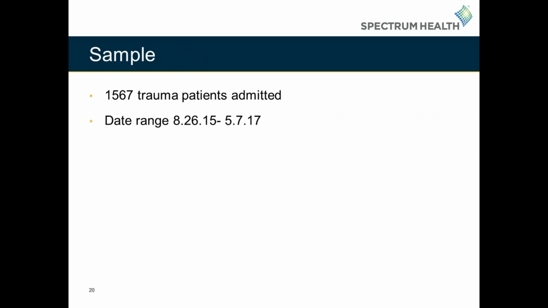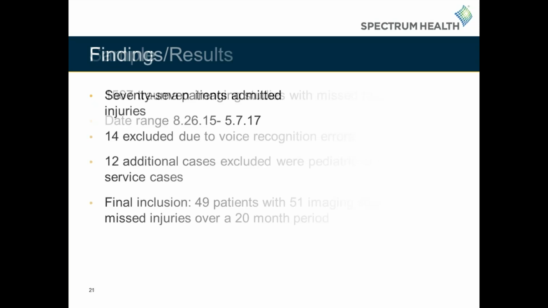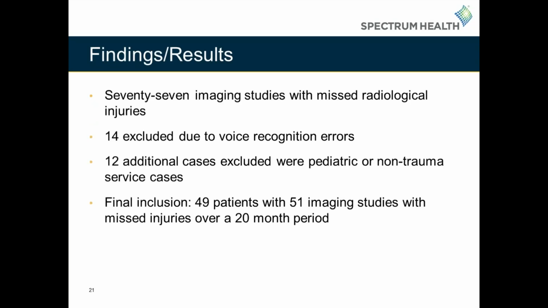What we did was we looked at, from when we started this, the first case that we identified was on August 26, 2015, and we went all the way to May 7, 2017 for this data sample. In that time frame, there were about 1,567 trauma patients admitted to the trauma service. We wanted to identify how many missed injuries we found in that population, and we found 77 imaging studies that had missed radiologic injuries. And that's just us finding them.